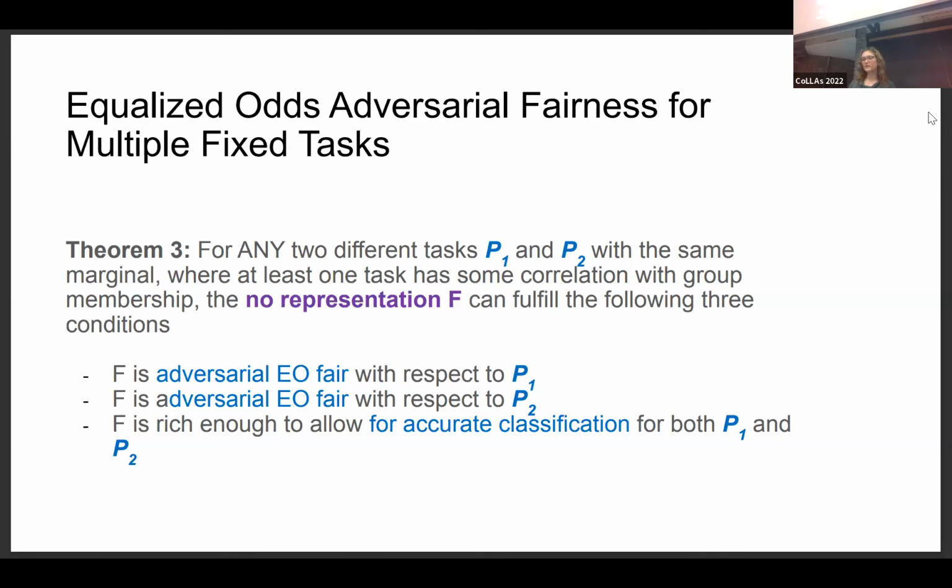So in detail, for any two different tasks, P1 and P2, which share a marginal, and where at least one of them has some correlation with the group membership, and those tasks need to be different. For two of those requirements, there is no representation which is adversarially fair with respect to P1, adversarially fair with respect to P2, and rich enough to allow for accurate classification for both of them. So this is our main result, showing that at least if we look at adversarial fairness and equalized odds fairness, fair representation for multiple tasks is an unachievable goal.